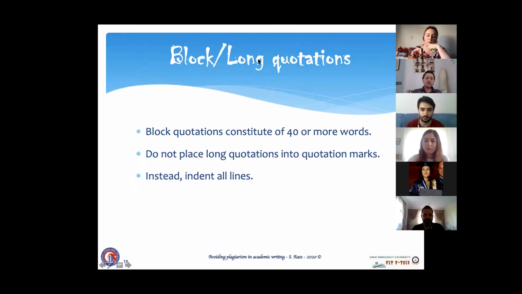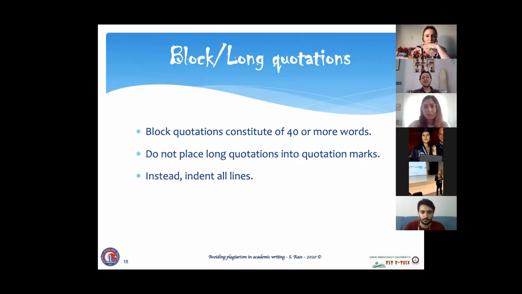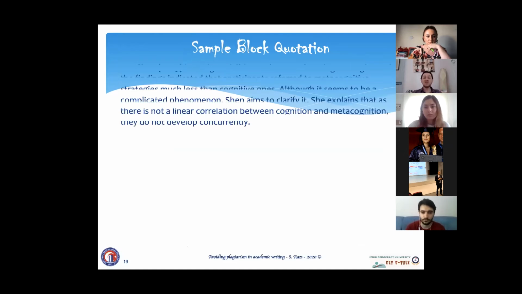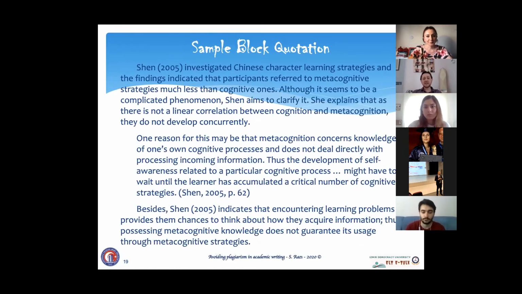Okay. The other issue, long quotations or block quotations. What do we mean by block quotations? If the quoted expression is 40 words or more, it means that it's a long quotation and you need to present this long quotation as a block, which means it looks like a paragraph. I have one paragraph here, another paragraph there, and in between these two paragraphs, I have a block quotation.